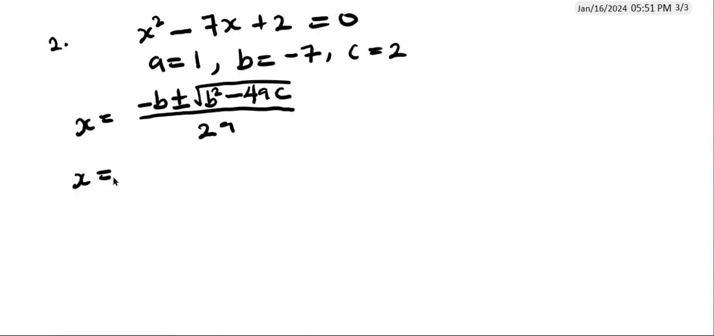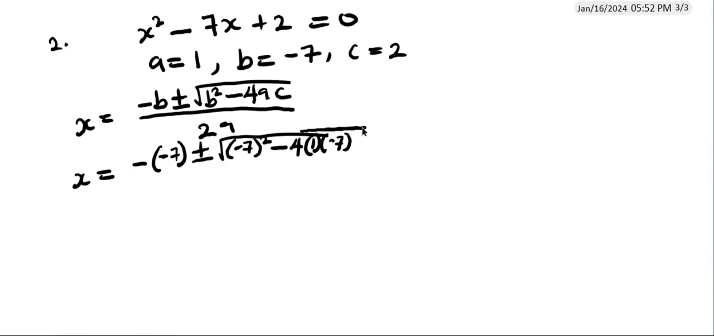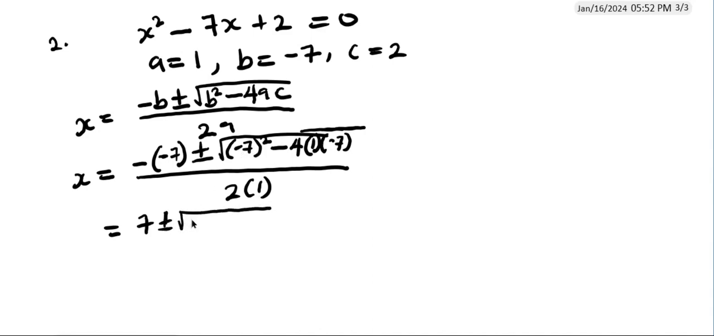So we are going to have that x equals minus, open bracket, minus 7, plus or minus the square root of, open bracket, minus 7 squared, minus 4, where a is 1 and b is minus 7. So, we have 2 into 1. That will give you 7 plus or minus the square root of minus 7 squared, which gives me 49, minus 4 times 1, which gives me minus 4, times minus 7, which gives me plus 28, all over 2 times 1, which gives me 2.